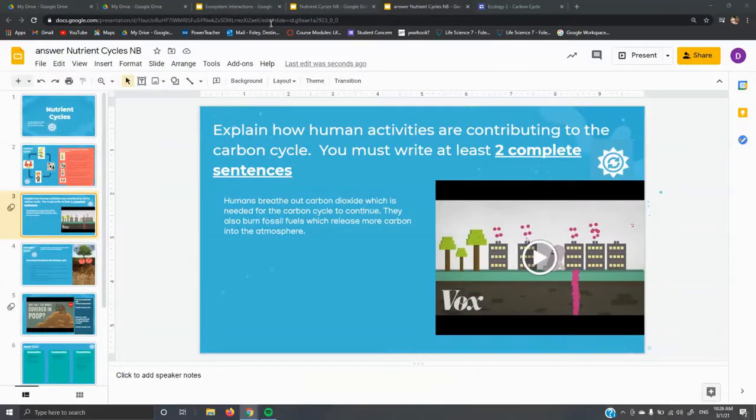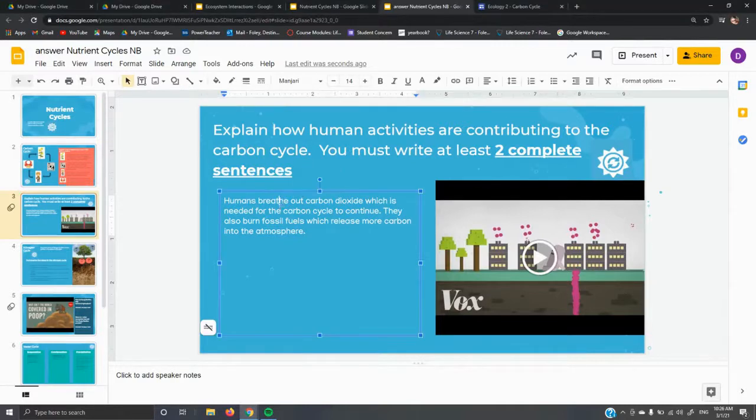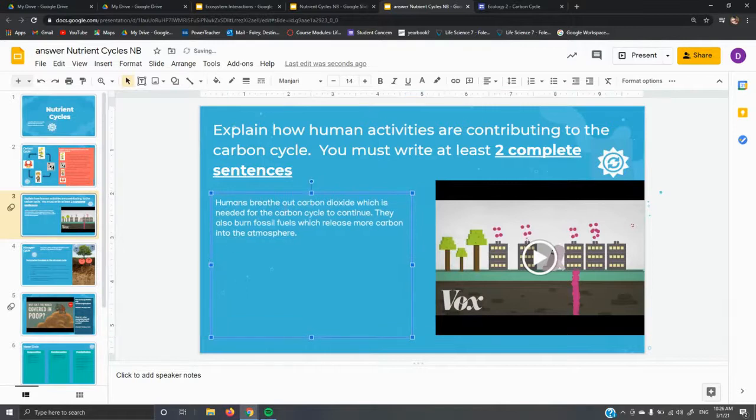For slide 3, explain how human activities contribute to the carbon cycle. You must write at least 2 complete sentences. Here we go. Humans breathe out carbon dioxide, which is needed for the carbon cycle to continue. They also burn fossil fuels, which releases carbon into the atmosphere as well. So anything that we use that has carbon contributes to the carbon cycle.